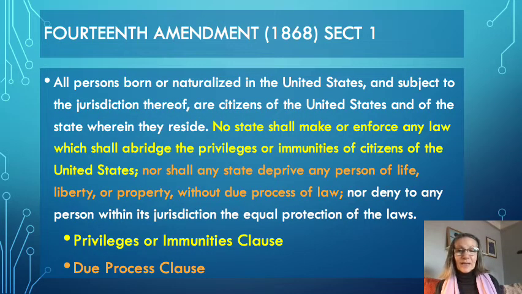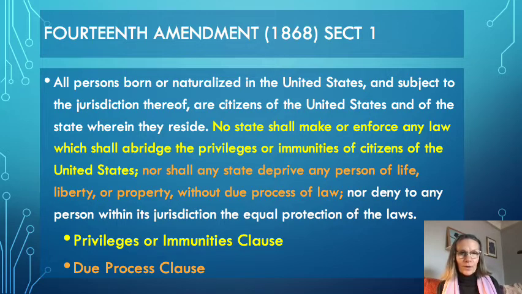And just for good measure, let's read Section 1 of the 14th Amendment of the United States Constitution. All persons born or naturalized in the United States and subject to the jurisdiction thereof are citizens of the United States and of the state wherein they reside. No state shall make or enforce any law which shall abridge the privileges or immunities of citizens of the United States, nor shall any state deprive any person of life, liberty, or property without due process of law, nor deny to any person within its jurisdiction the equal protection of the law.